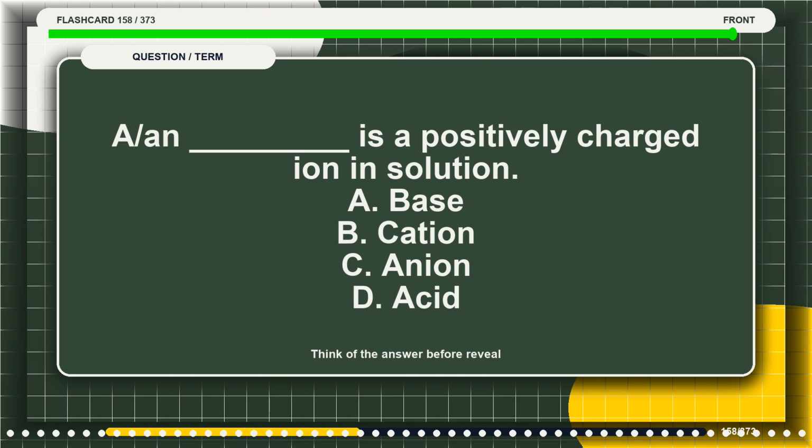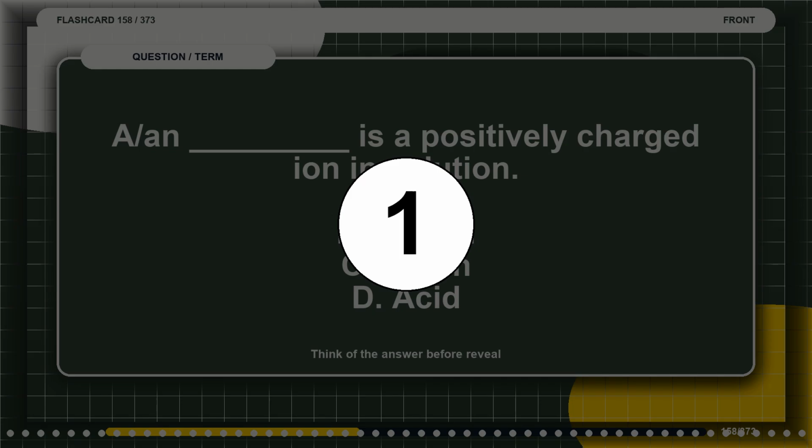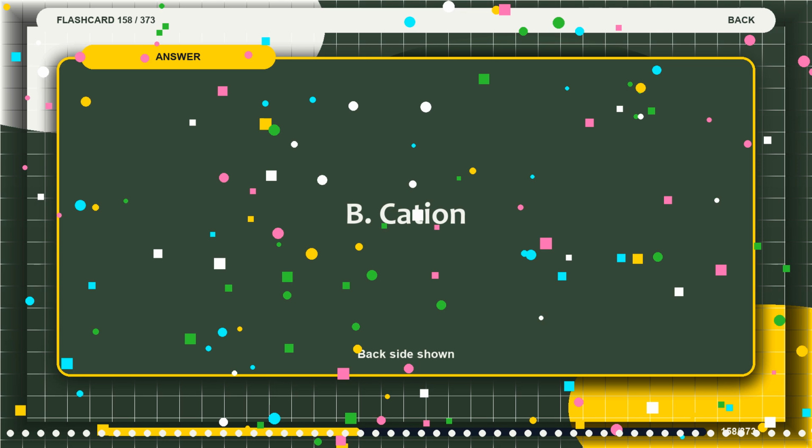Flashcard 158. A blank is a positively charged ion in solution. A. Base. B. Cation. C. Anion. D. Acid. Think of the answer before the reveal. The answer is B. Cation.